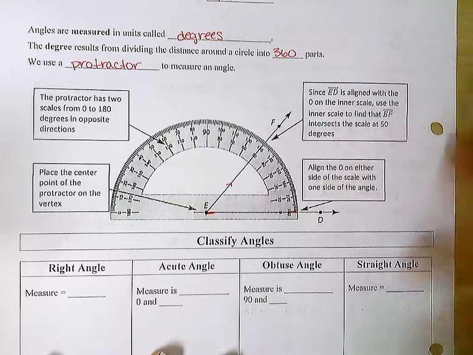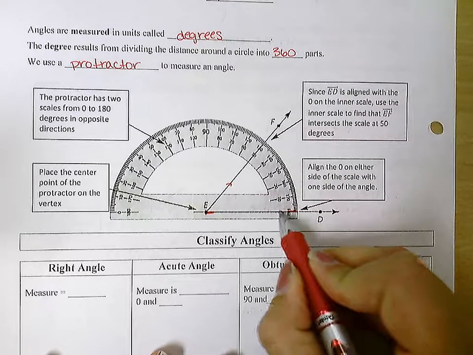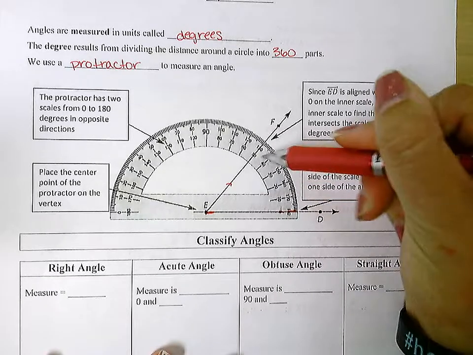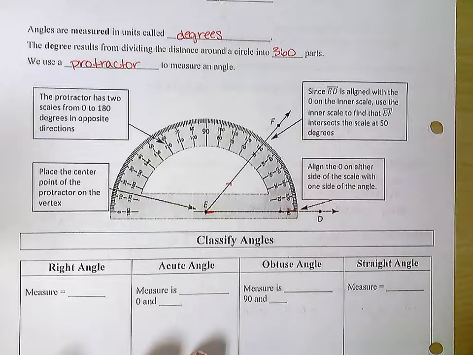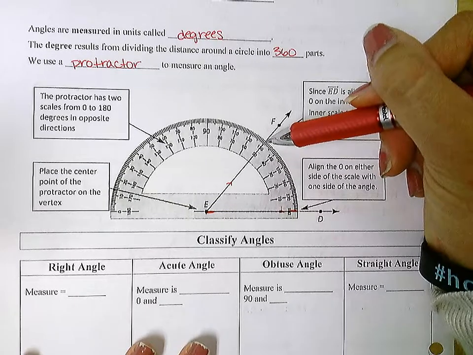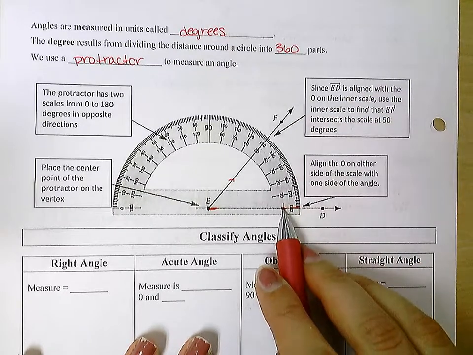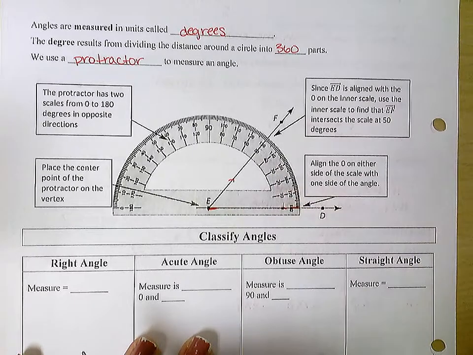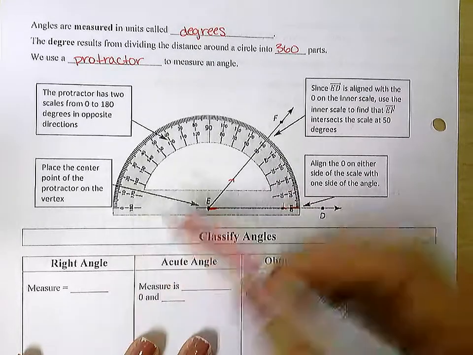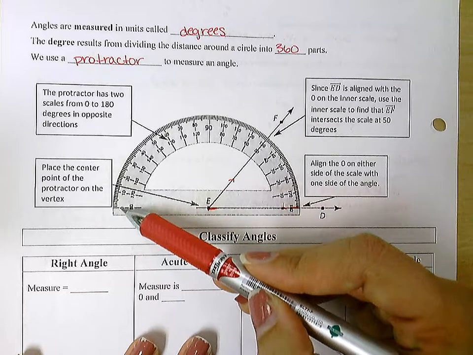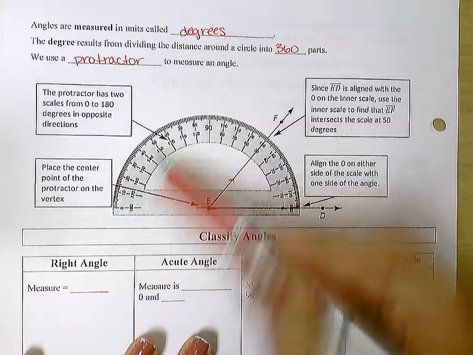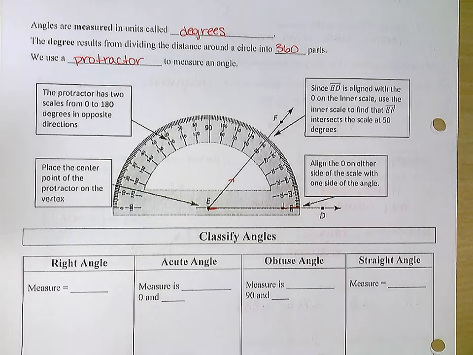Now, since our ray is on this side, we would look at our bottom numbers to find that degree measure. So this angle is not 130 degrees. You always have to start from 0 and go up. If my ray would have been on this side, I would have started at the 0, which is at the top numbers, and gone up. Does that make sense? How many of you have used a protractor before? A few? Okay.